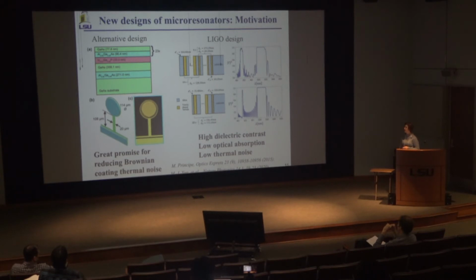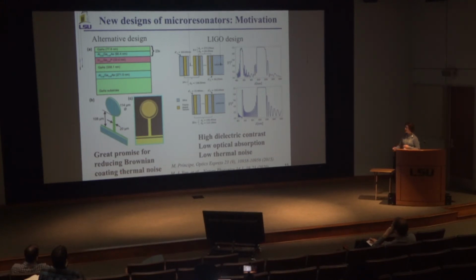paper in Nature offers a new design based on gallium arsenide and aluminum gallium arsenide, where gallium arsenide is a very high refractive index material and aluminum gallium arsenide is a very low refractive index material, which make a very good pair together. And they offer this design, which holds great promise for reduced Brownian coating thermal noise.